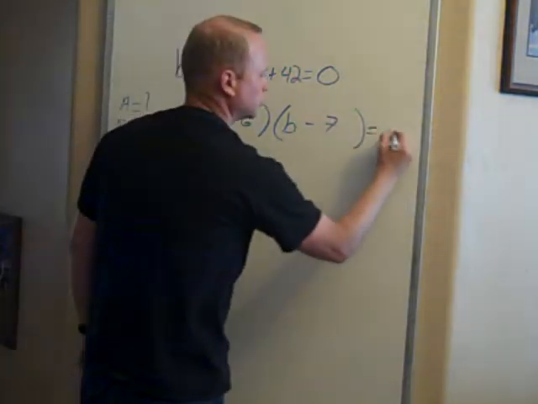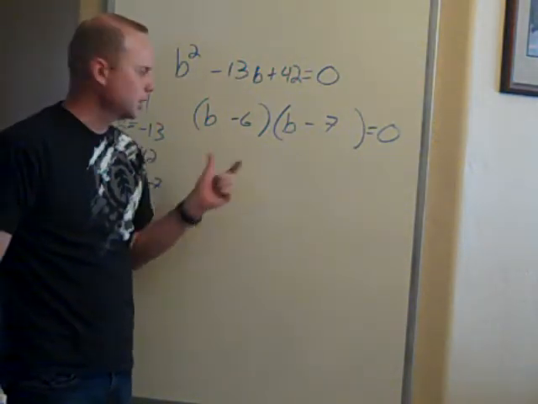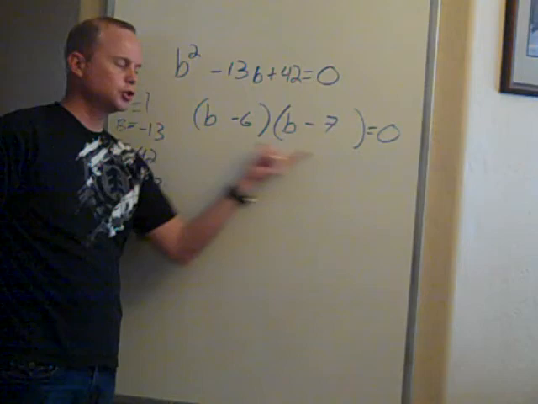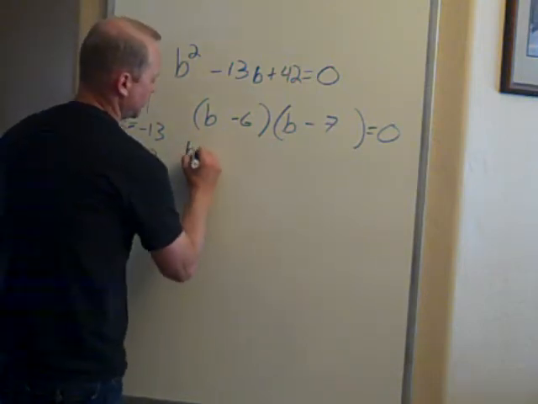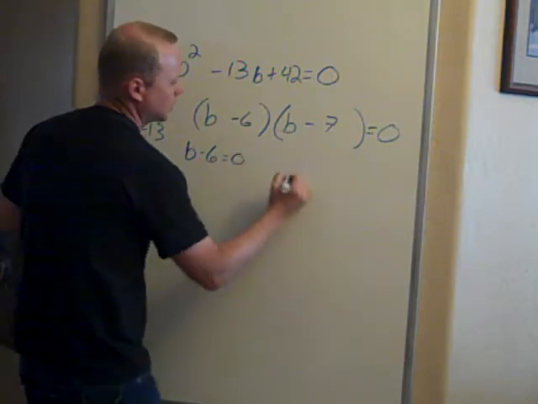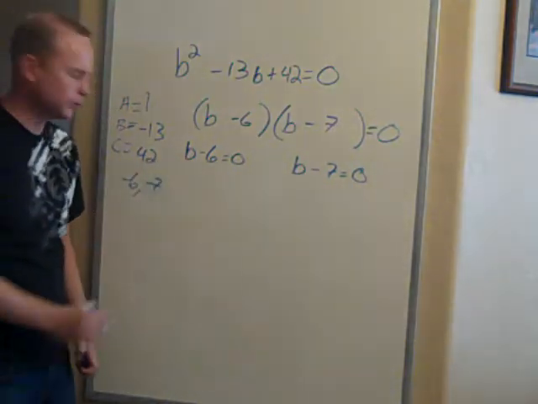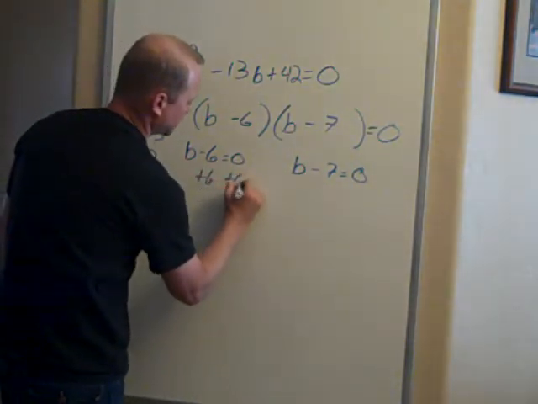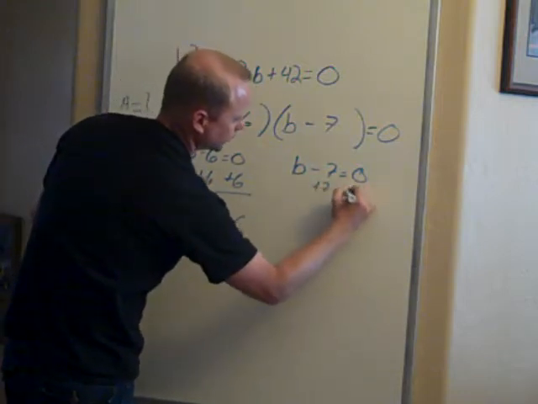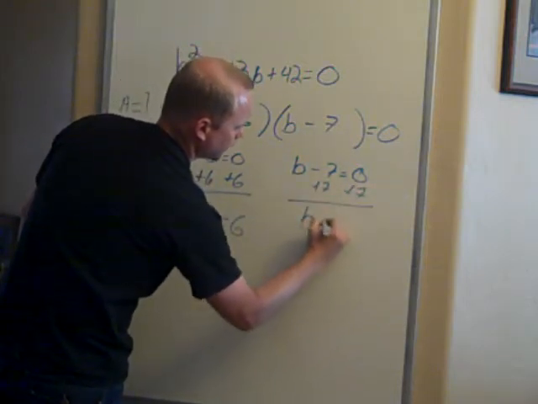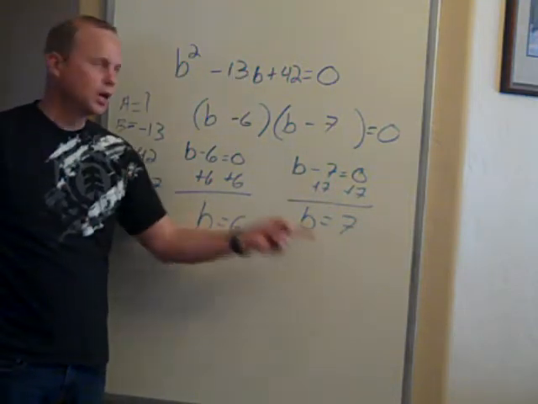Okay, and these are equal to 0. And we've worked with these before. This is our zero product property. What we can do on this one is one of these two items here has to equal 0, or both of them. So what we'll do is we'll set up two equations, b minus 6 equals 0, and b minus 7 equals 0. Now I'm going to solve both sides of this. Plus 6, b equals 6, plus 7, b equals 7. So my two answers on this one are 6 and 7.